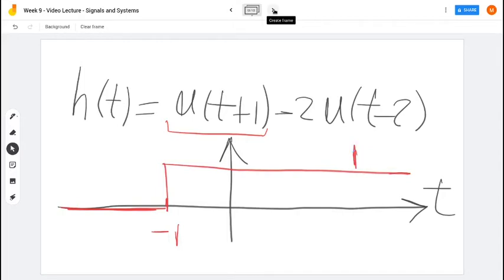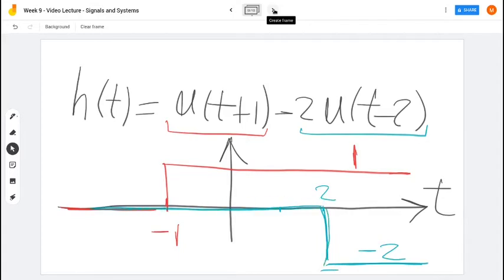And the second unit step over here is the one starting at 2, but it has a negative amplitude of minus 2. So now, if we add these two together, are we adding them or subtracting them? We're adding them if we have this minus 2, because we already took the negative sign along with the function over here. So it's as if we're adding these two curves together. Let me use a different color. So 0 plus 0 will be 0.